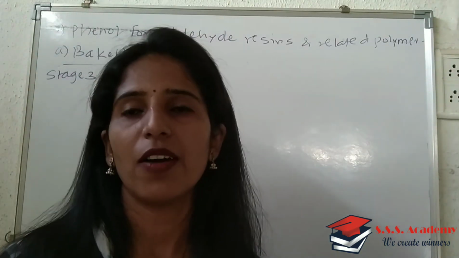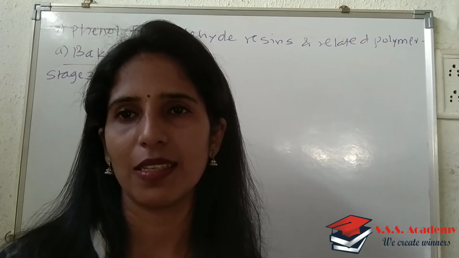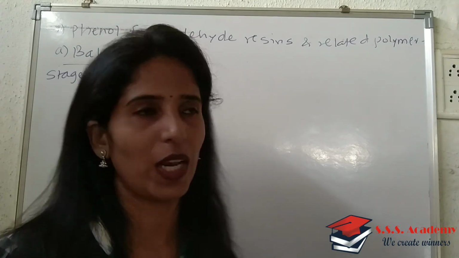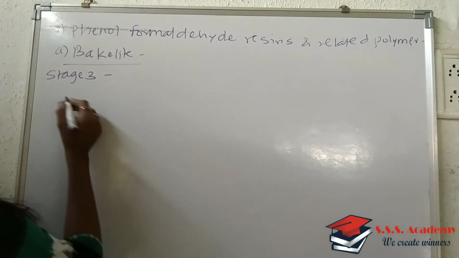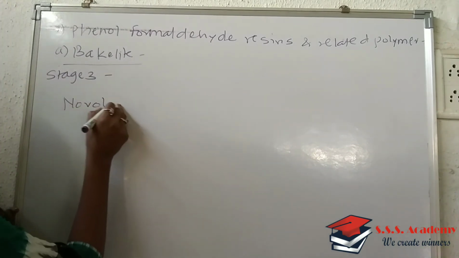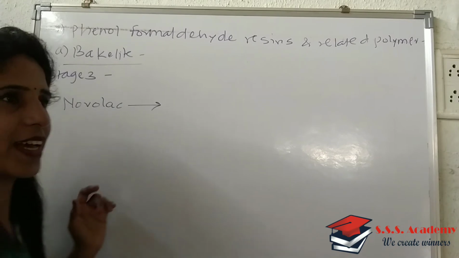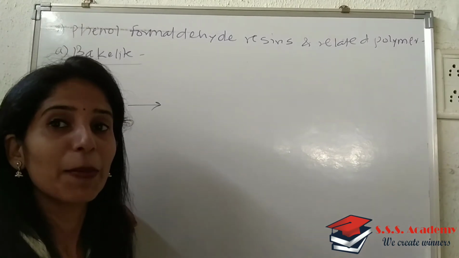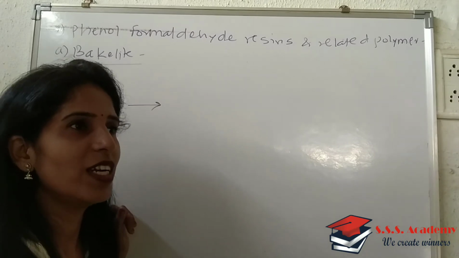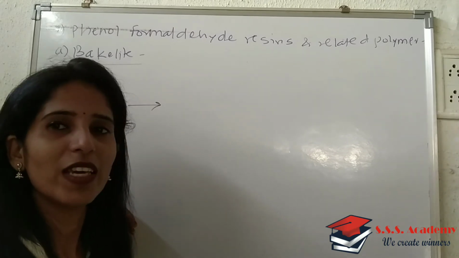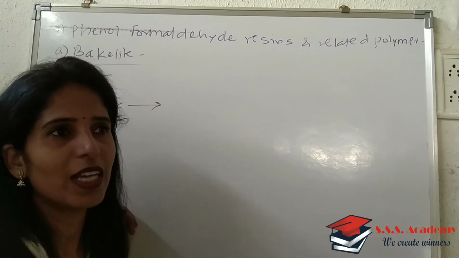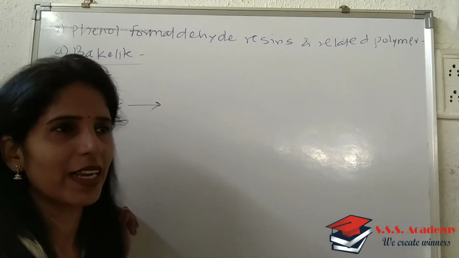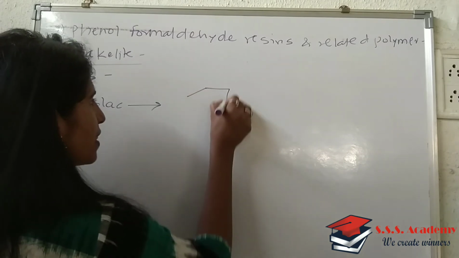Okay, so up till now we have seen two stages, stage 1 and stage 2. In stage 2 we have done the formation of Novolac. In the third stage, what will happen? That Novolac undergoes polymerization, or repeated condensation, and therefore it results in the formation of the polymer which is called phenol formaldehyde resin, or simply bakelite. So the structure is like this.